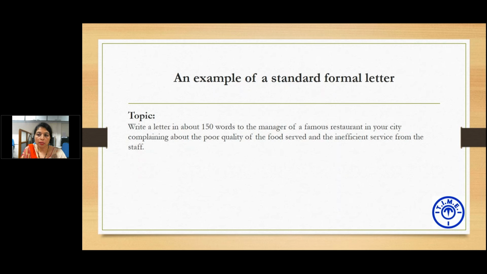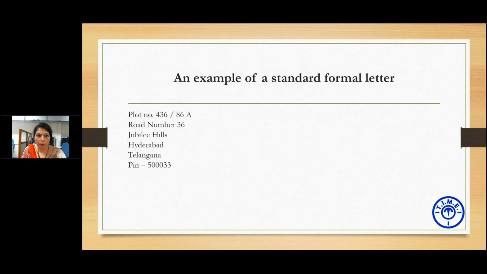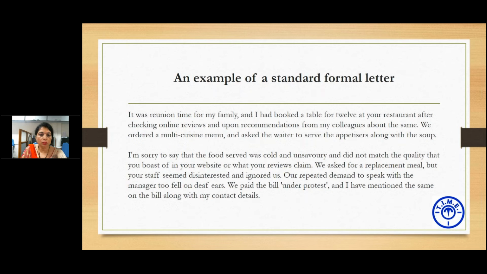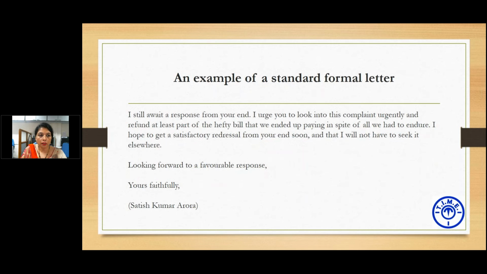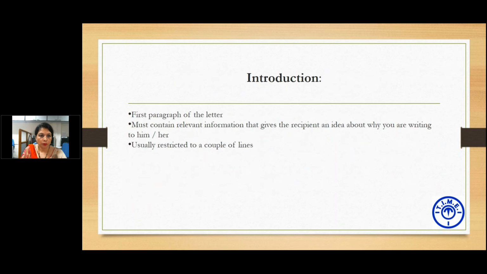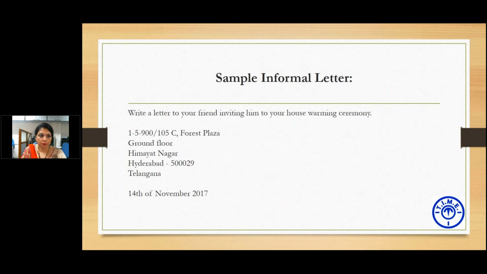So this is the topic, an example of a standard formal letter. Then you have the inside address, the date, salutation, subject. You start with the body, continue in 2 paragraphs, and end. Fine. You write the complimentary close, yours faithfully, and after that, the signature line. Am I clear? Okay.